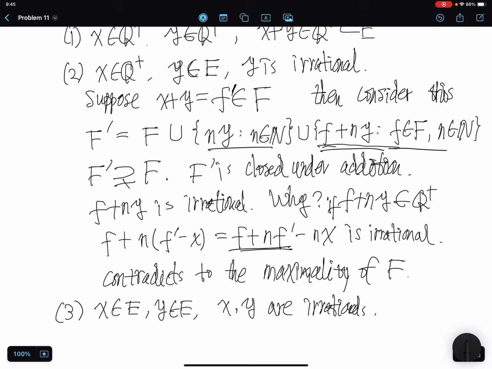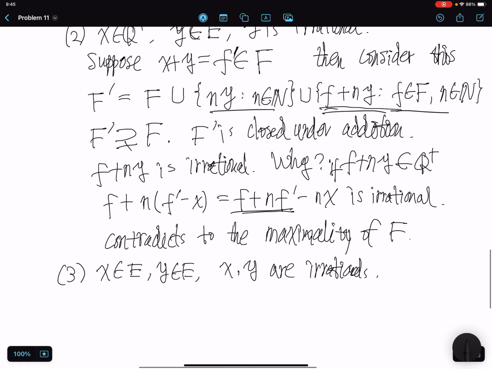Now we also want to show that x plus y is in E, right? So in this case, let's also assume x plus y is in some f in this F. So now again, like in case 2, we want to construct a bigger set to reach the contradiction, right?